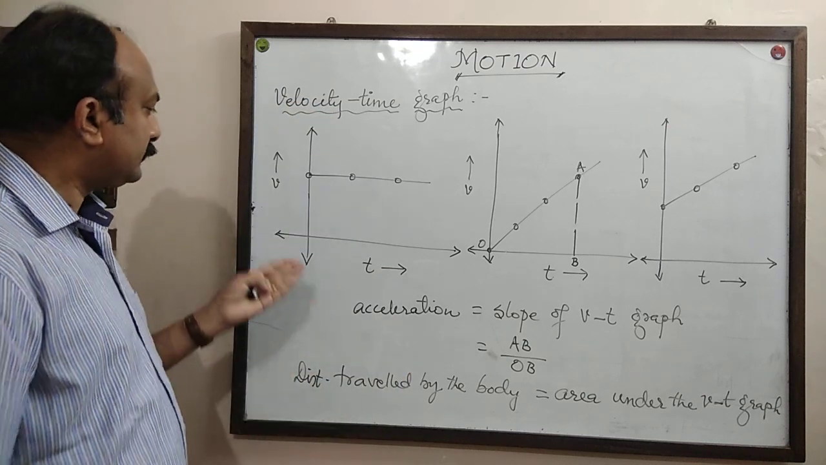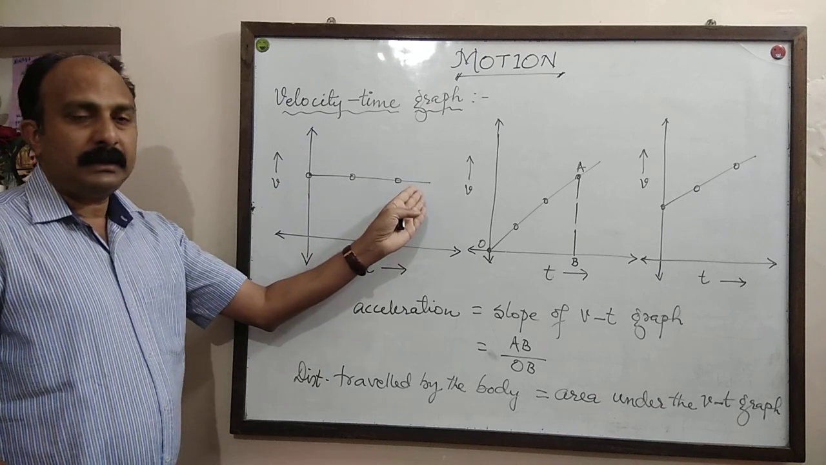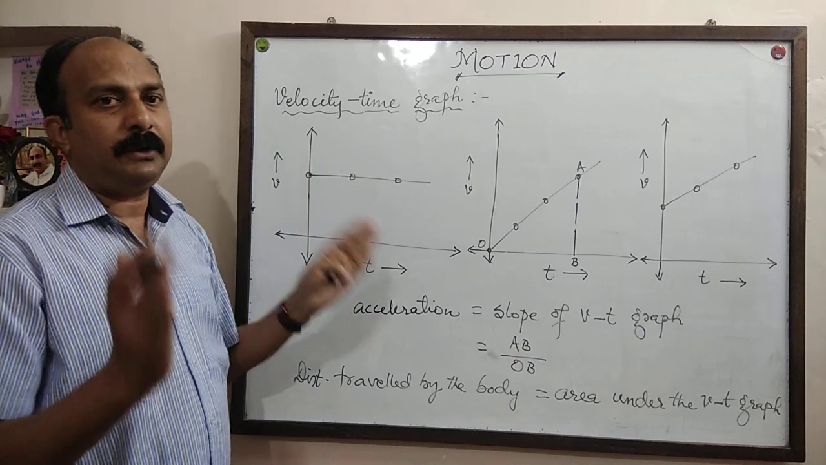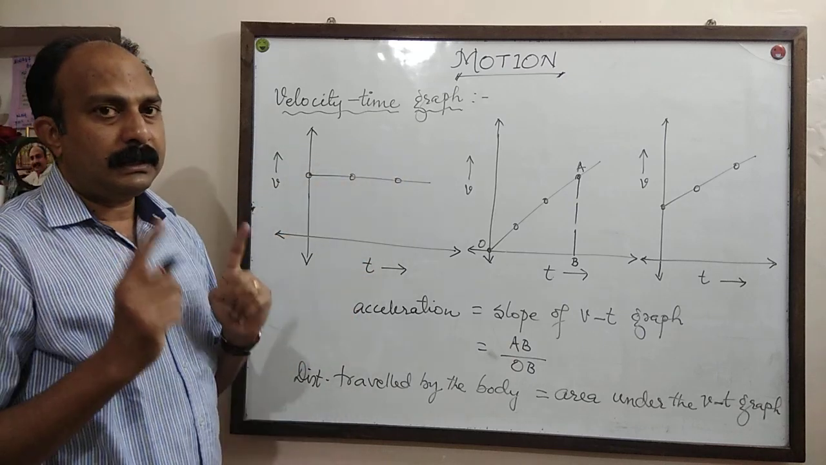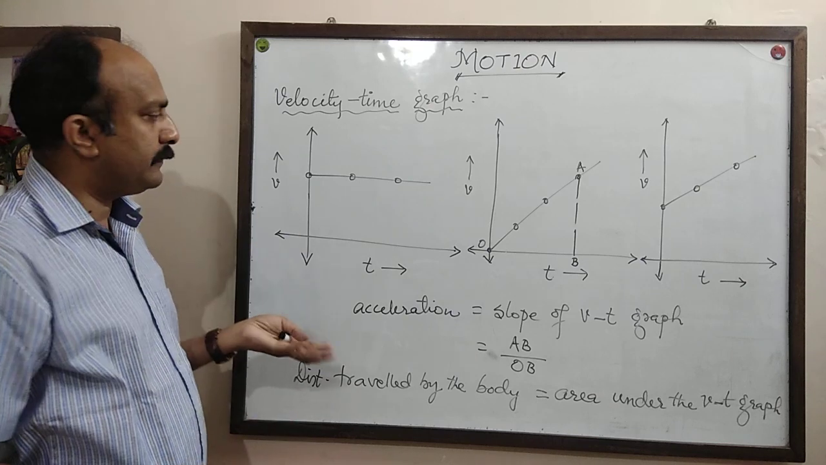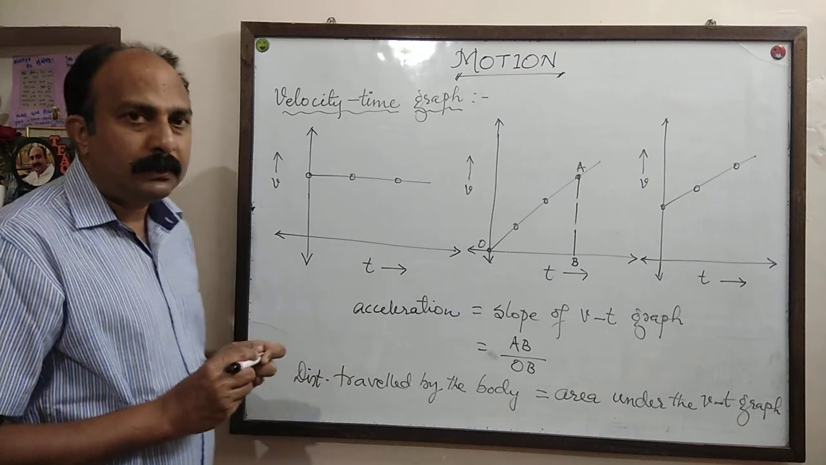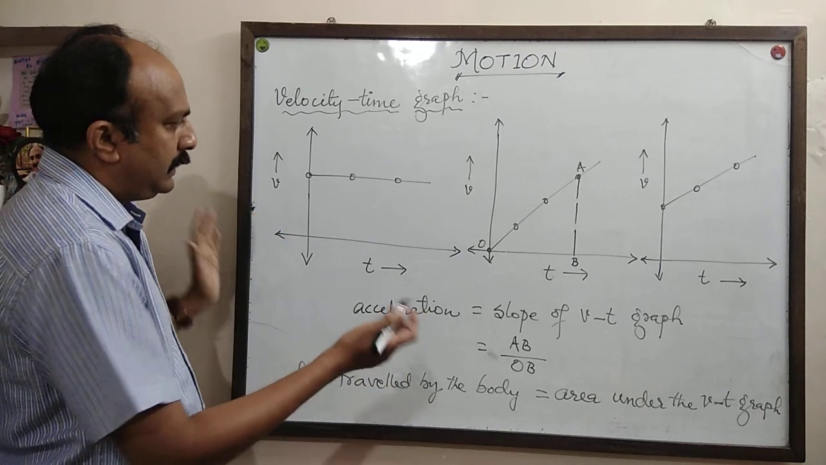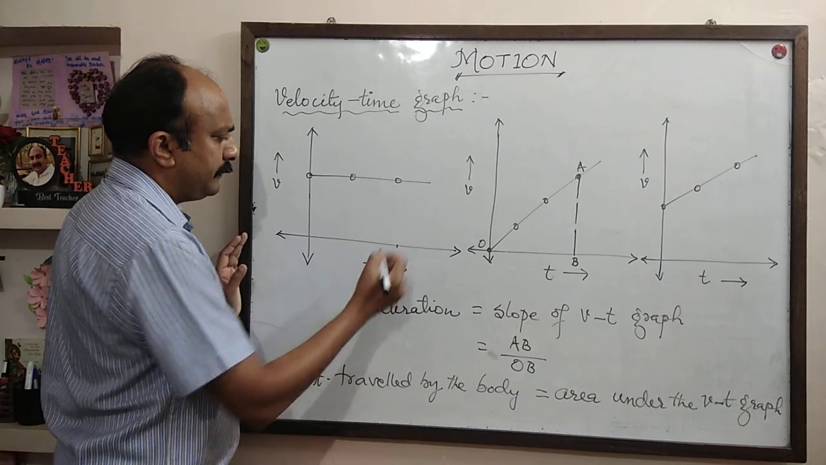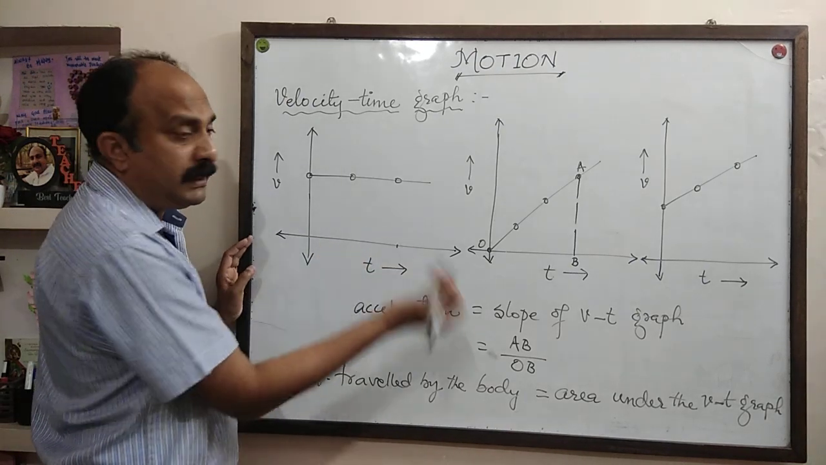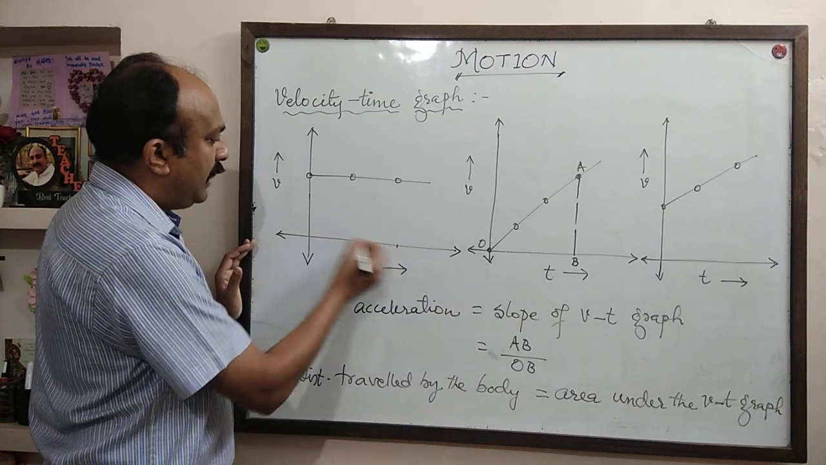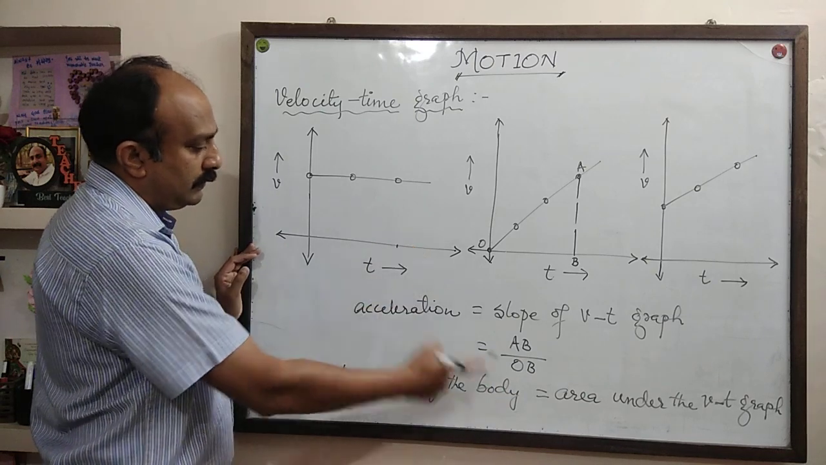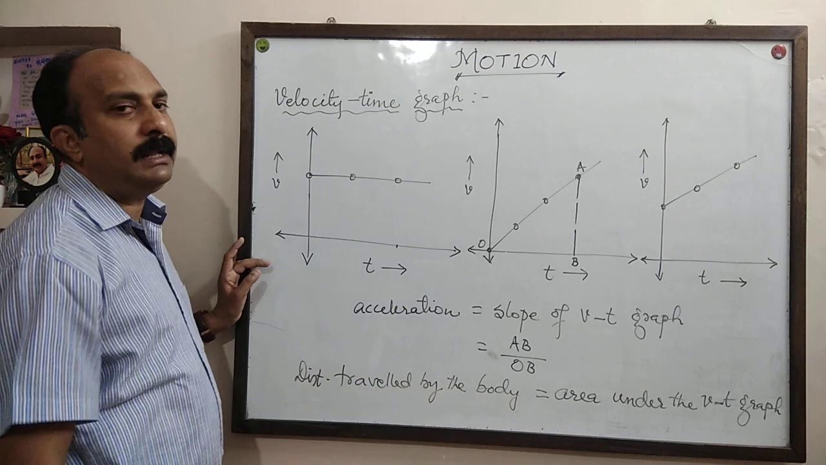For example, let us see, this is the graph, Vt graph of a body moving with constant velocity. Suppose we have to calculate the distance traveled by the body after any particular time. I am taking a time t here. Maybe 5 seconds, maybe 10 seconds, whatever it can be. After time t second, what is the distance traveled by the body? So, it is written area under the Vt graph.